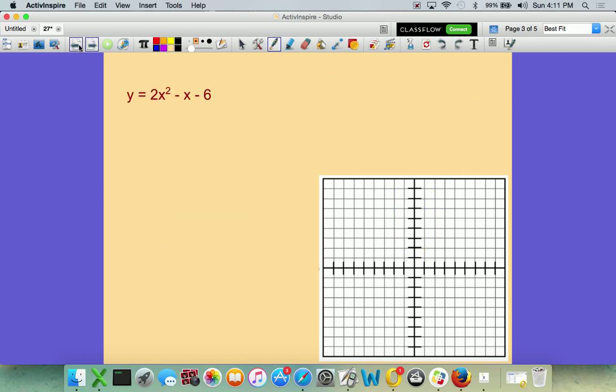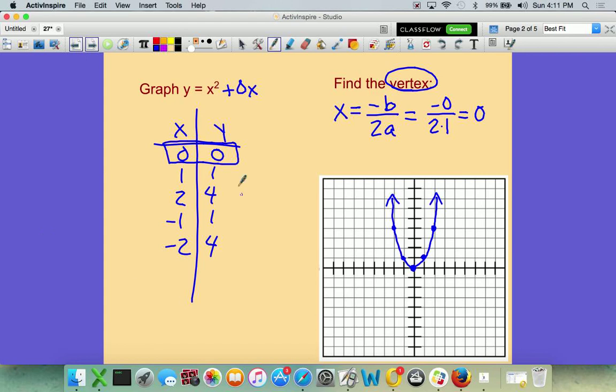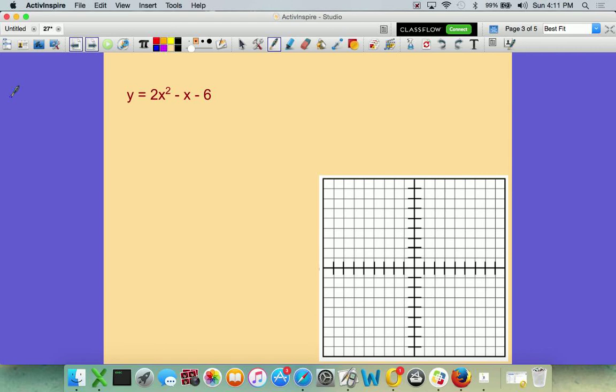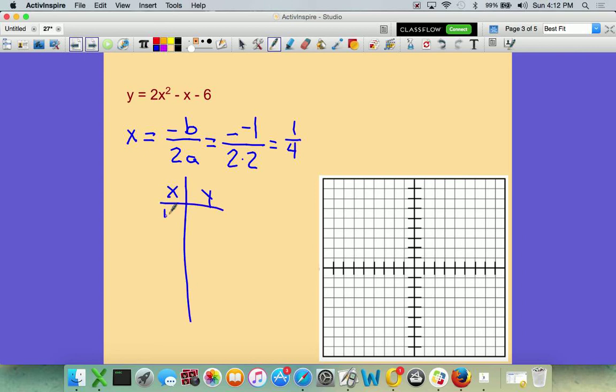Okay, but if you wanted to, you could make an XY chart. You just gotta find the vertex to be able to figure out how to do this. So if we do this one, x equals negative b over 2a. That would be negative 1 over 2 times 2, which gives us 1/4. Well, it's not a whole number, but that's okay, we can work with it. So we gotta put a 1/4 in there.